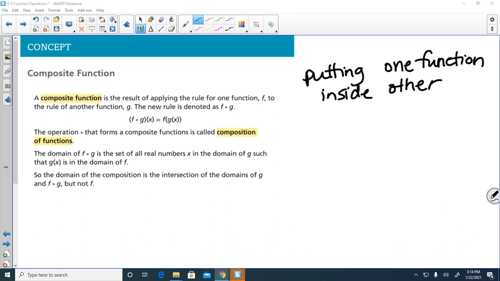So the best example in real life I can think about this is sales. So let's say you go into a store and they're having a 30% off sale, and because you're a special customer, you have a $10 off coupon.